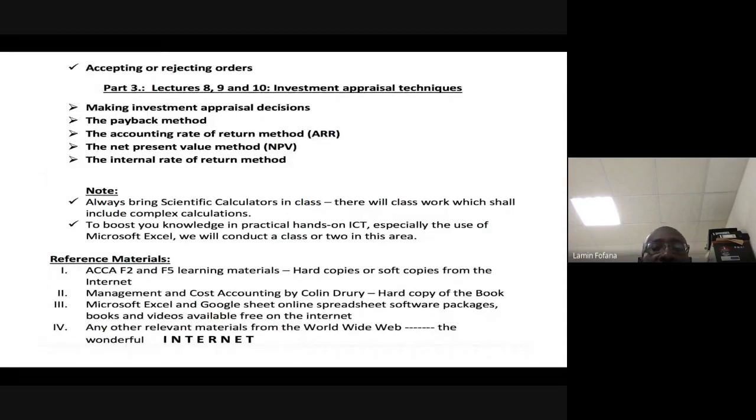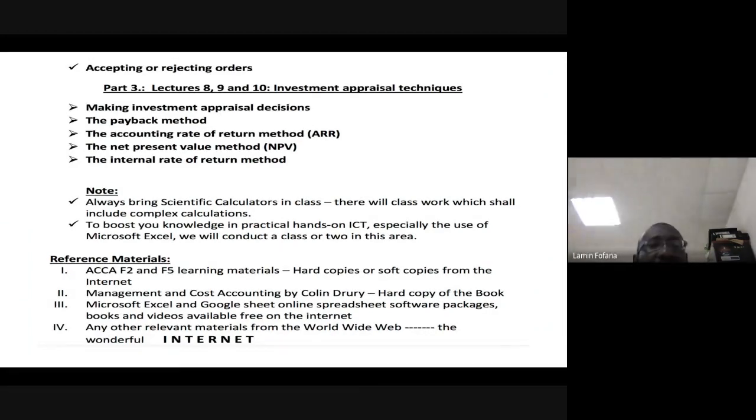The second one we're going to look at is the ARR, the accounting rate of return, which is very similar to our ROCE, return on capital employed formula. Then we will look at the famous NPV, which is by far the most important and most robust topic in investment appraisals. In NPV, we only look at cash flow. We discount all the cash inflows and all the cash outflows and find the difference between them. That's what we call our net present value. So this does not consider notional costs like depreciation, costs that do not give rise to cash flow. It only considers costs and revenue that are cash in nature.